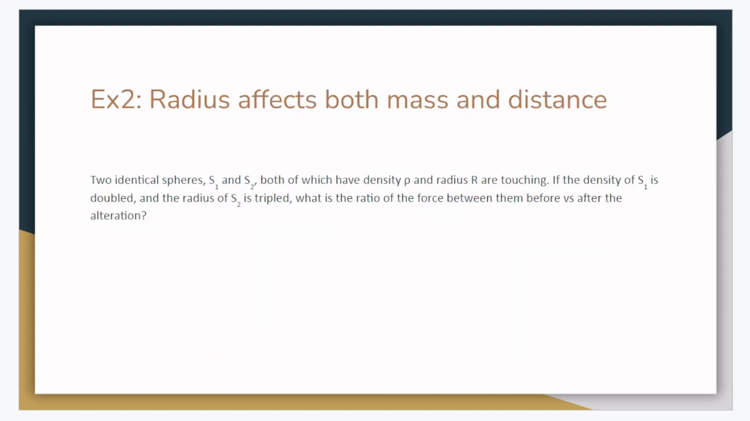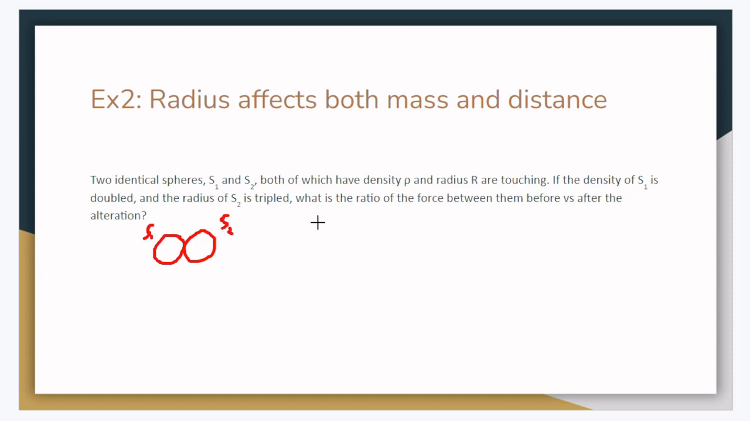Now let's take a look at a different example where radius affects both the mass and the distance. We have two identical spheres, S1 and S2, both of which have density rho and radius r and are touching. Let's draw that out. S1 and S2 are identical and they're both touching. If the density of S1 is doubled and the radius of S2 is tripled, what is the ratio of the force between them before versus after alteration? This one is S1 and this one is S2.